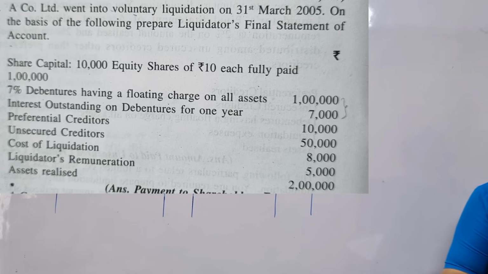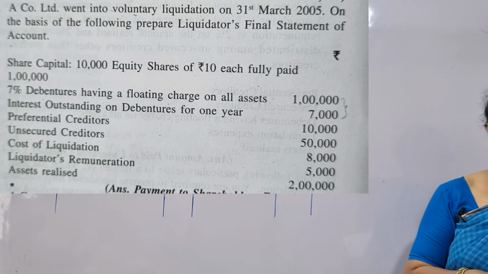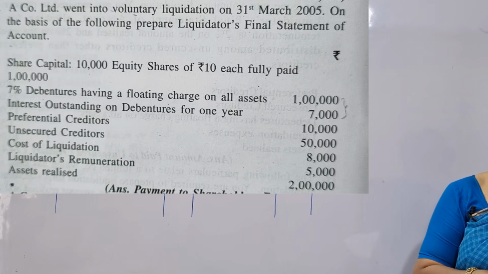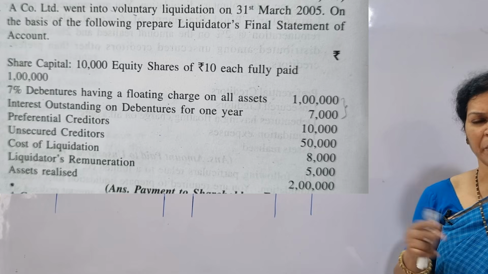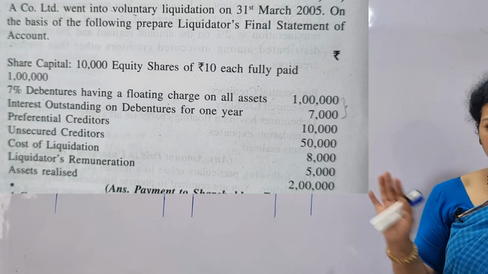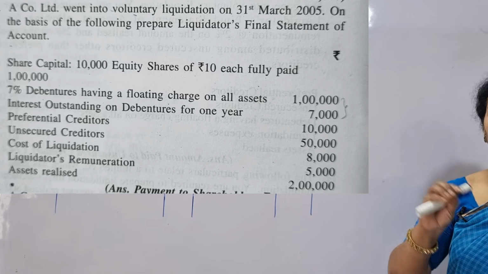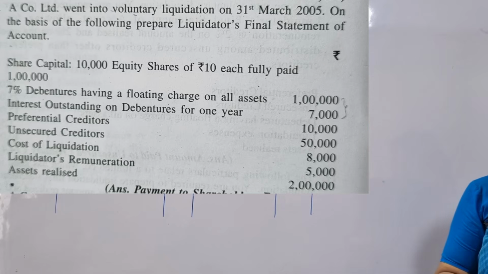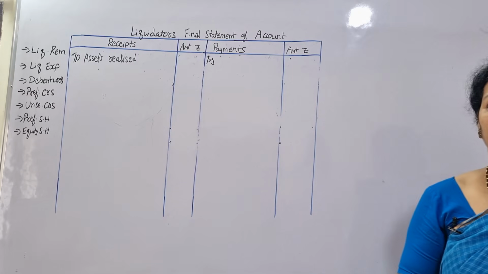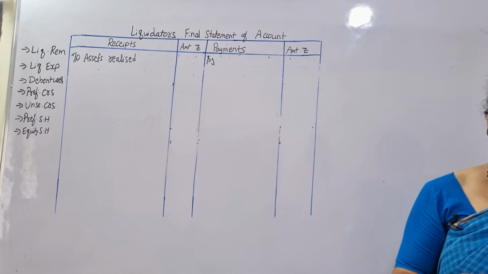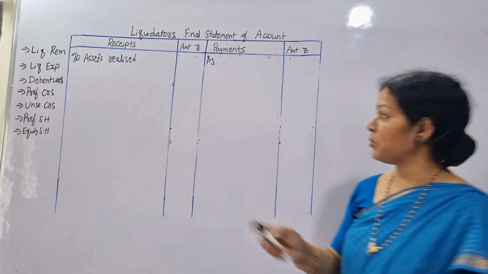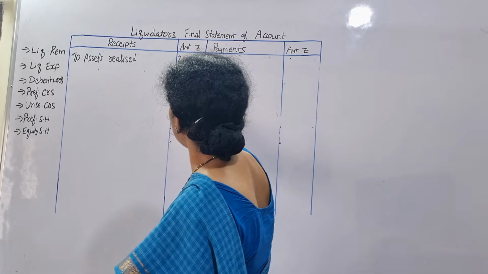Next, preferential creditors, unsecured creditors, cost of liquidation meaning expenses of liquidation, liquidator's remuneration, and assets realized. Liquidator's remuneration is also given, just like the previous problem. You need not calculate; simply post all the transactions into the final statement of account. So first, what do we take? Assets realized. How much is assets realized? It is given at the last: assets realized 2 lakh.